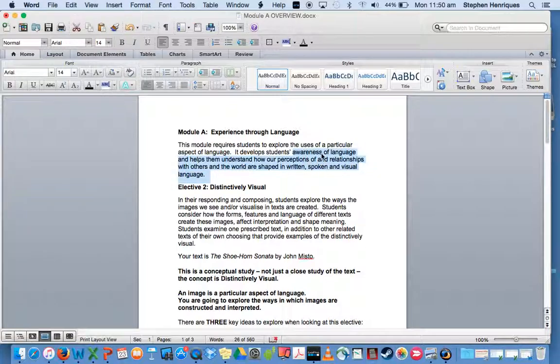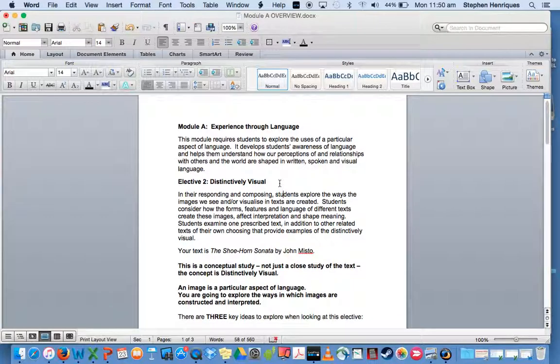Okay, so it's important that we focus on the awareness aspect, but as well as how it helps them understand how our perceptions of and relationships with others in the world are shaped in written, spoken and visual language. How always points towards techniques. This will be explored further on within the course.